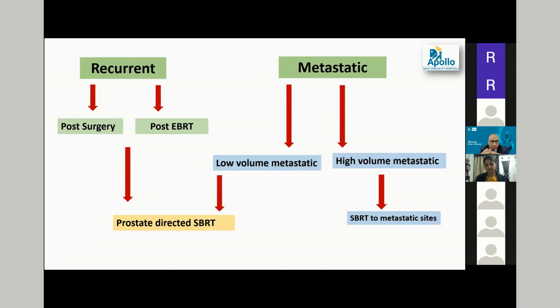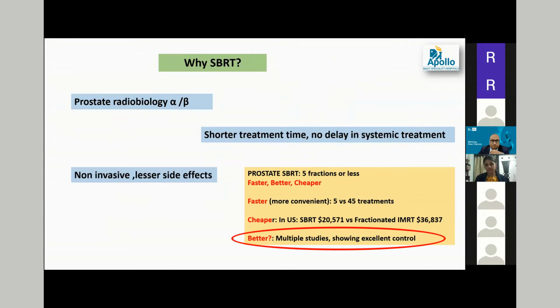So I'll mainly discuss today the prostate-directed SBRT, in the post-surgery and post-EBRT recurrent scenarios, and for low-volume metastasis. I don't think I have adequate time to discuss SBRT to metastatic sites, because it's a vast topic, it depends on the different sites, and there are many articles on this. So I'll confine my lecture to recurrent prostate cancer, post-radical prostatectomy and post-EBRT, and to low-volume metastatic disease. Mainly I'll discuss prostate-directed SBRT.